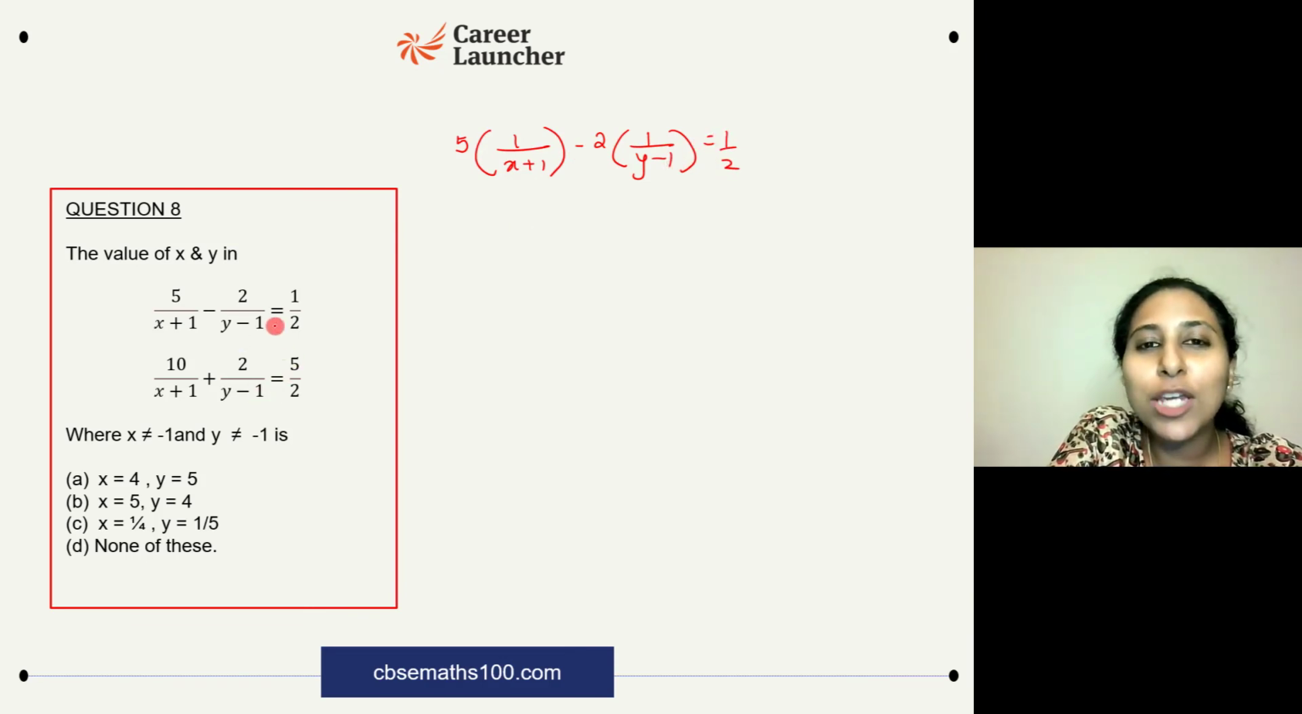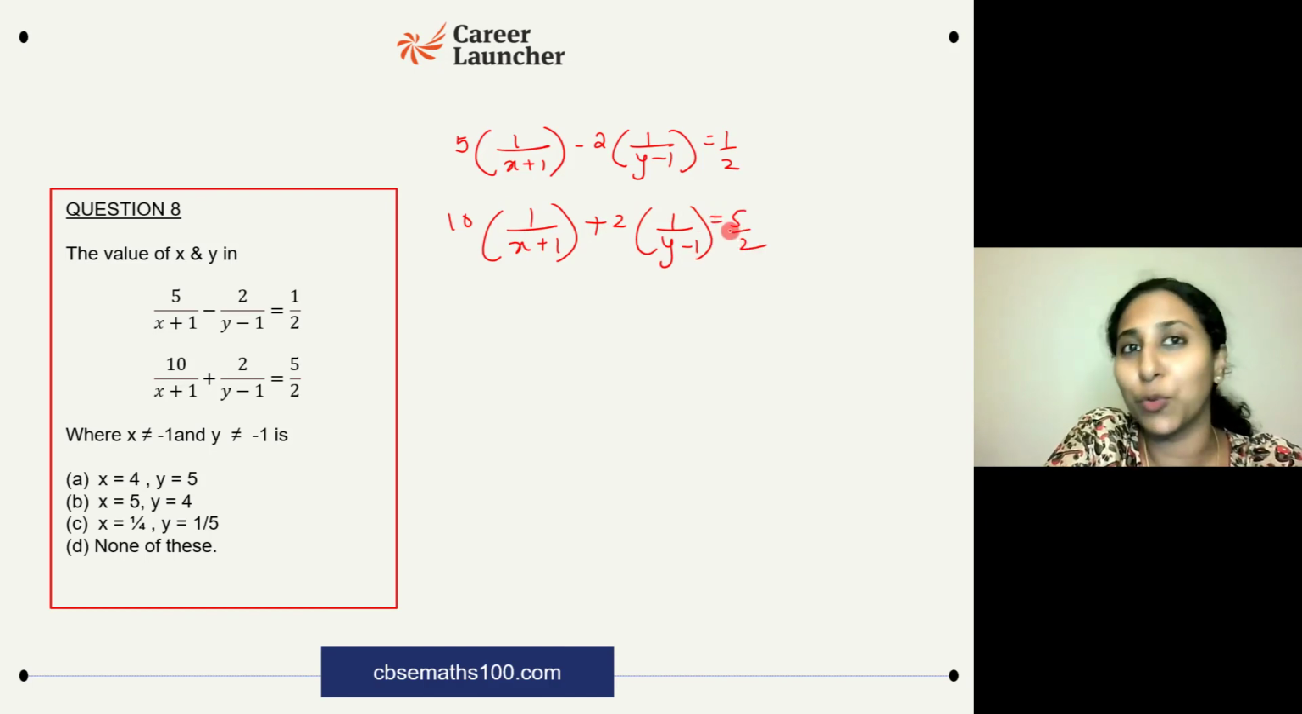And the second equation is of the form 10 times 1 by x plus 1 plus 2 times 1 by y minus 1 is equal to 5 by 2. You notice that instead of having x common and y common in both equations, here we are having 1 by x plus 1 common and 1 by y minus 1 common.